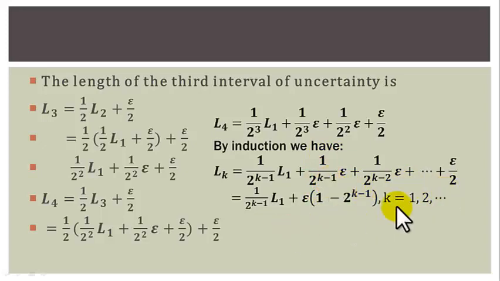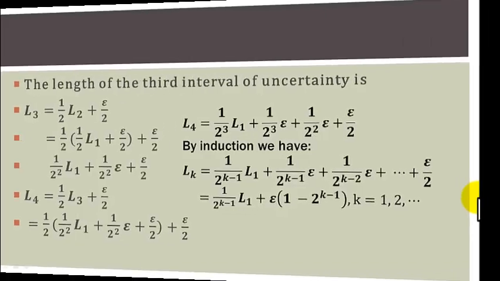Observe that that series is a geometric series. So we can apply the formula for finding the sum of the first n terms of the geometric series to obtain 1 minus 2 to the power k minus 1. So therefore, Lk equals to 1 all over 2 to the power k minus 1 L1 plus epsilon into 1 minus 2 to the power k minus 1. And this is true for k starting from 1, 2 to infinity.